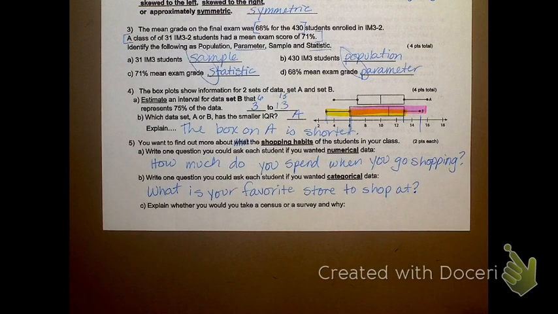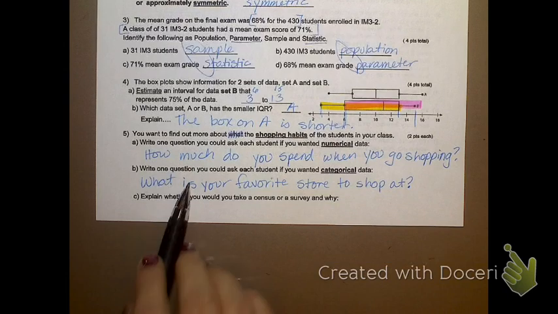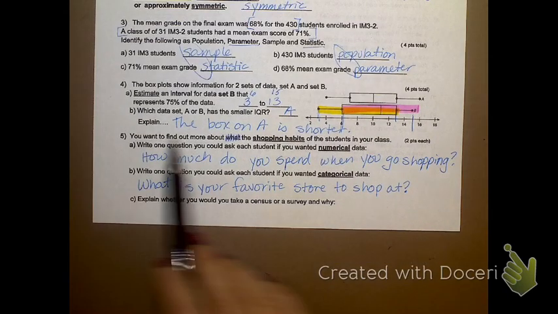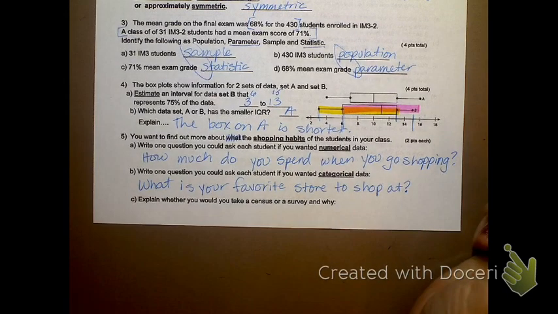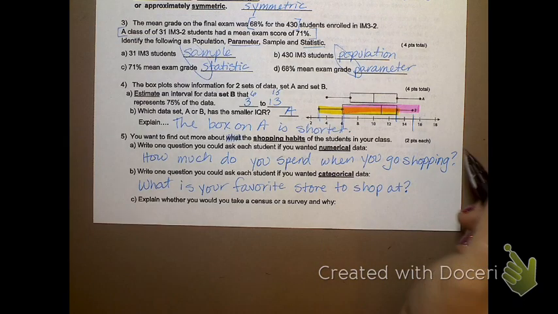Okay. Explain whether you would take a census or a survey and why. This one was interesting because I thought this was kind of a no-brainer, but there were a lot of people that got it wrong. By the way, these are 2 points apiece. You want to find out about what's your population? Your class. If it's just your class, you would take a what?